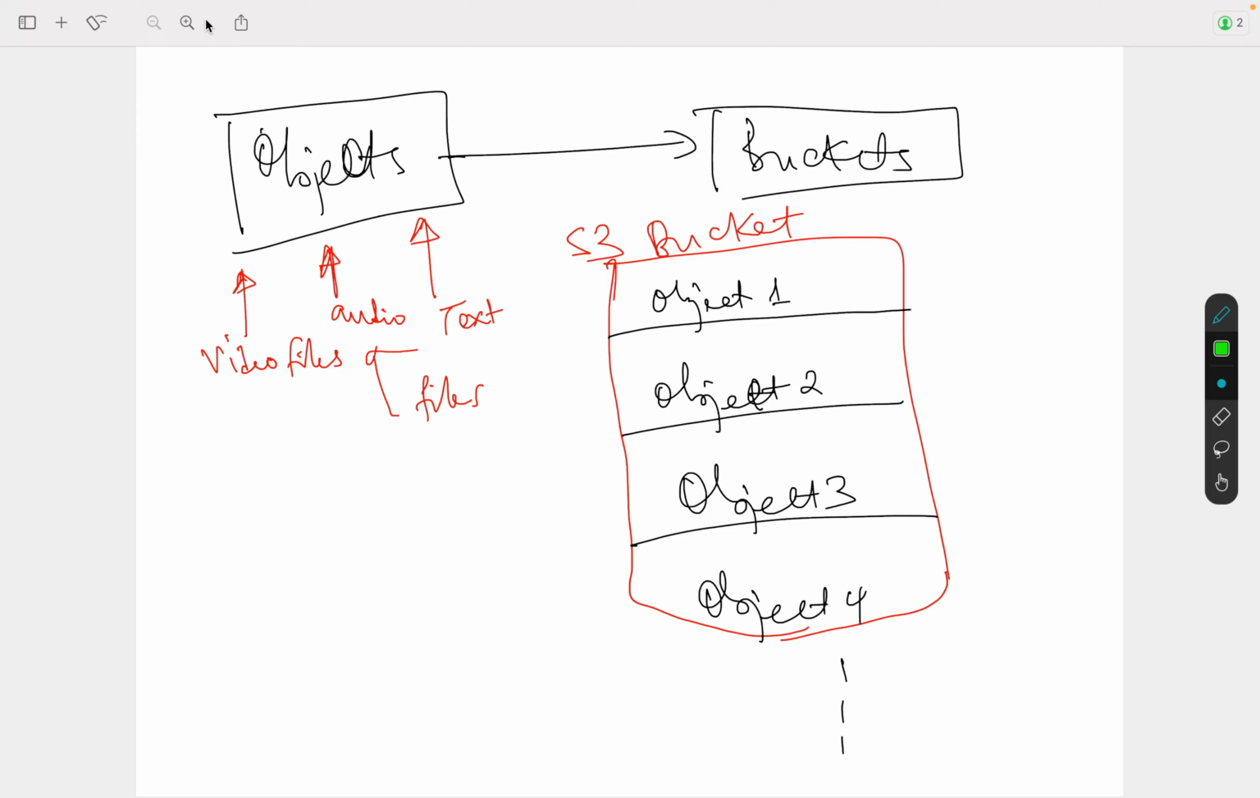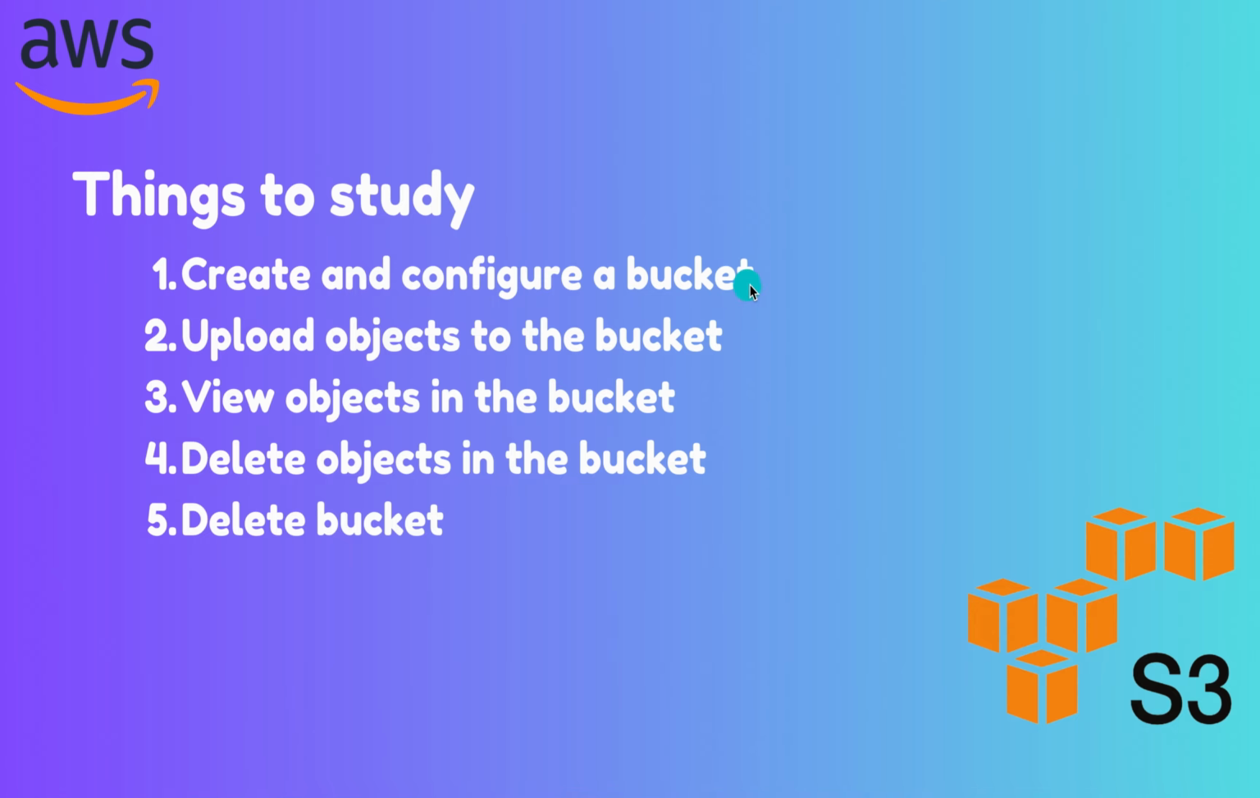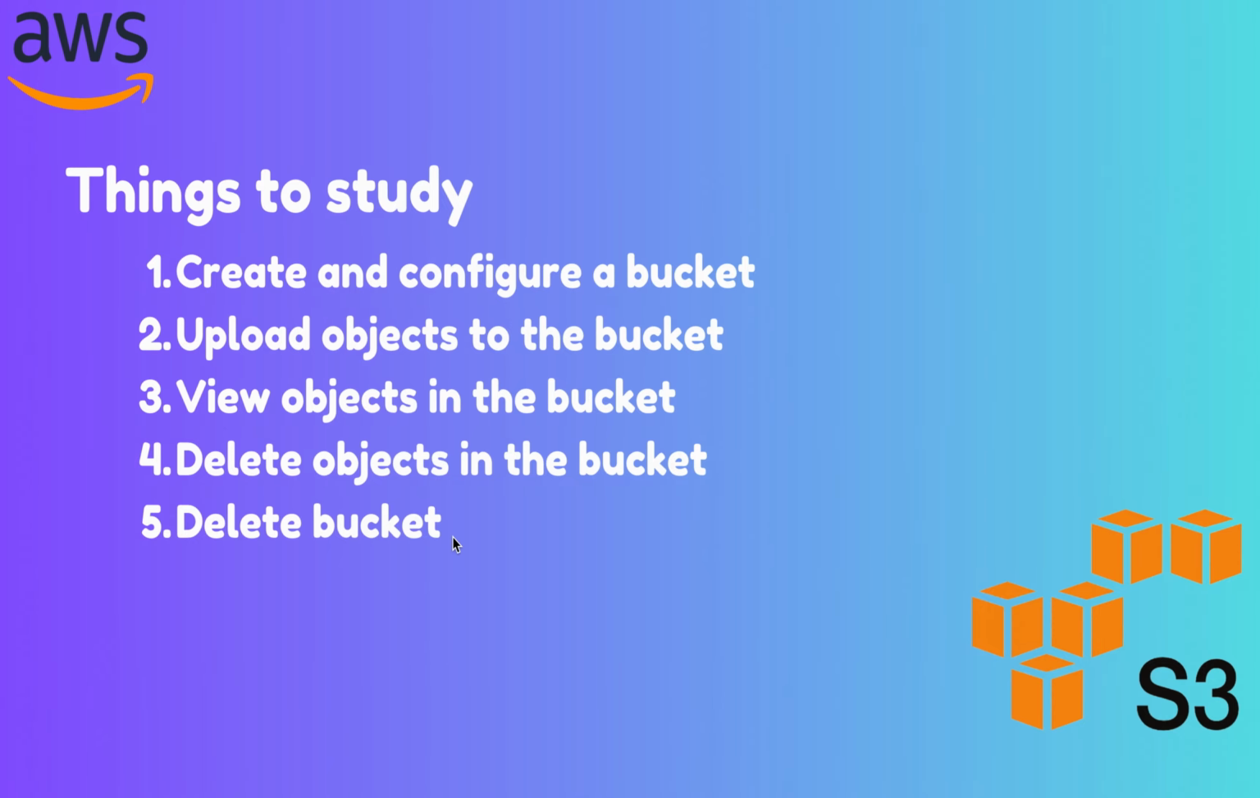Now, once you get to the AWS console, you see a lot around AWS S3 buckets. First, we are going to create and configure an S3 bucket. Secondly, we are going to upload objects to the bucket. Thirdly, we are going to view objects in the bucket, and then we'll delete objects in the bucket. And lastly, we are going to delete the bucket.